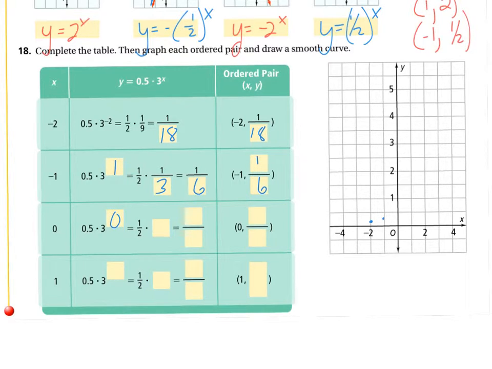Third one, 0. Well, anything raised to the 0 power is 1. That becomes 1/2. So it's 0, 1/2. My dot's not right quite on. And for the next one, we're going to have a 1. So it's 1/2 times 3. So it's going to be 3/2, which is 1 1/2. So that 1 is going to be 1 1/2. So our line is not going to cross 0, but it's going to look like this, as I sketched out.